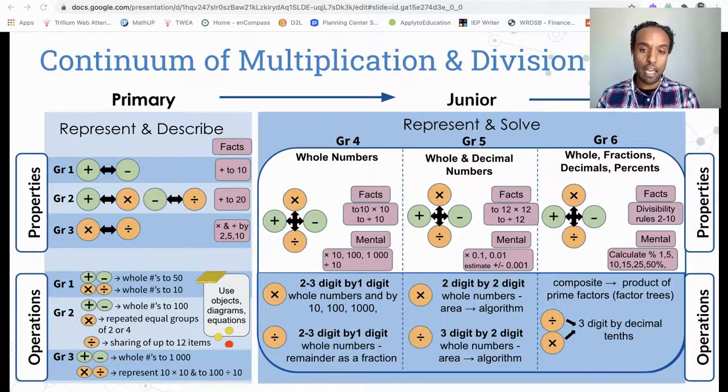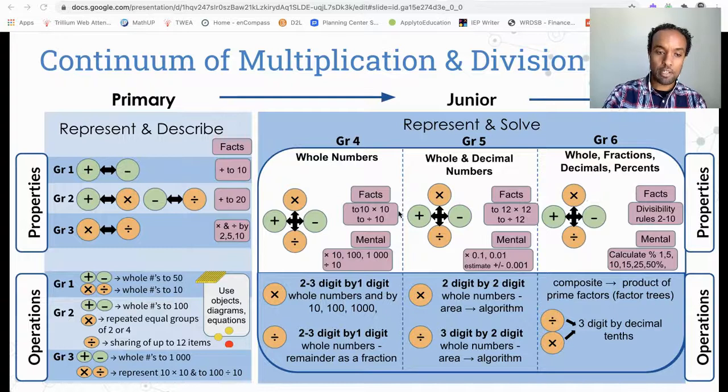In grade 5, students are also learning about the various properties of the operations. They're, again, making connections between all the operations and using them to solve problems involving whole numbers, and this time including decimal values. In grade 6, that continues, but this time we're working with whole numbers, decimals, fractions, and percents over here.